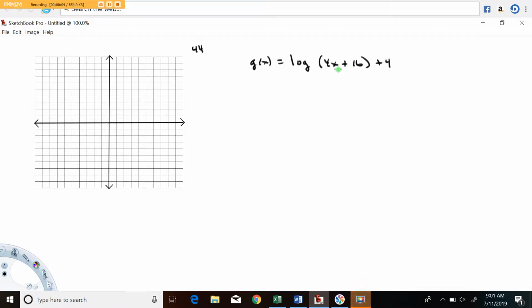Making this video here to help you out with your homework in graphing logarithmic functions. So this is an example here. This is number 44 in the College Algebra OpenStax text in section 6.4. And what we're going to do is graph the function g of x equals log of 4x plus 16, plus 4. All right, so first of all, let's talk about general properties.